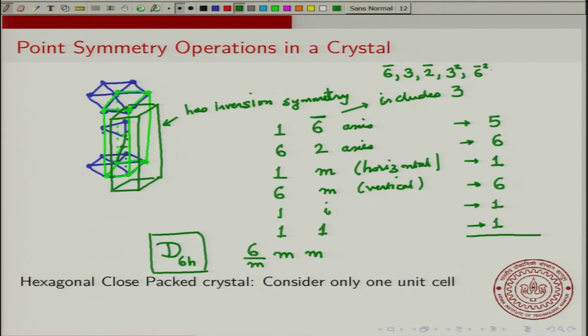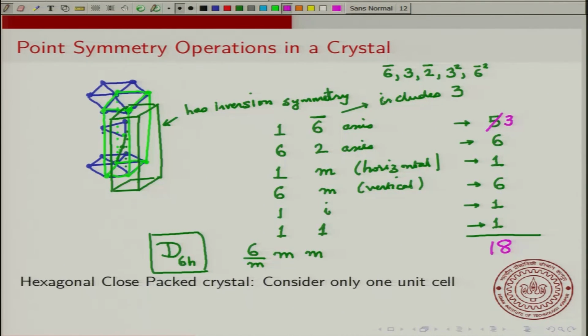Now 2 bar is actually nothing but a mirror. So there will be some reduction in the number of symmetries due to this 6 bar axis. It won't actually be 5. The number of distinct symmetry operations due to this axis will be only 3 distinct operations. So you have a total of 24 operations, and D6h is a group of order 24.